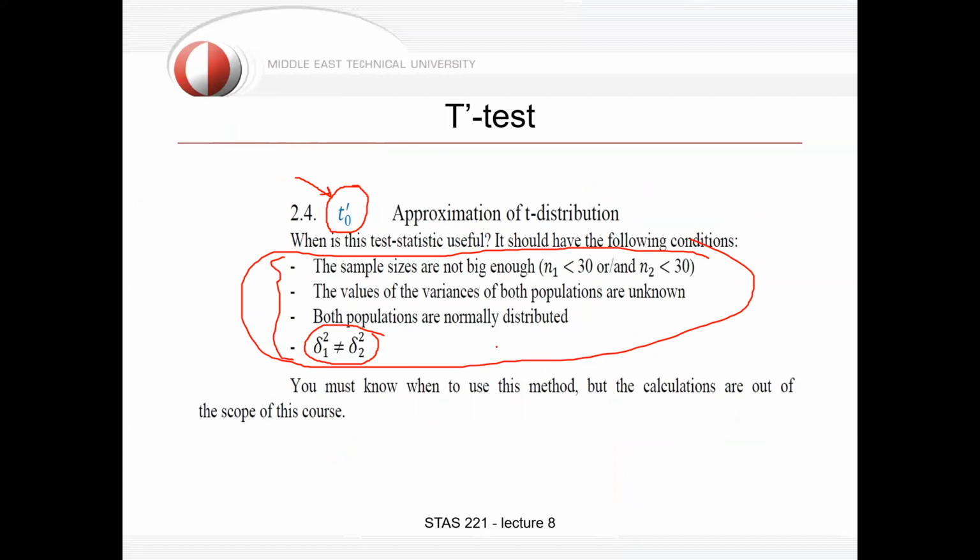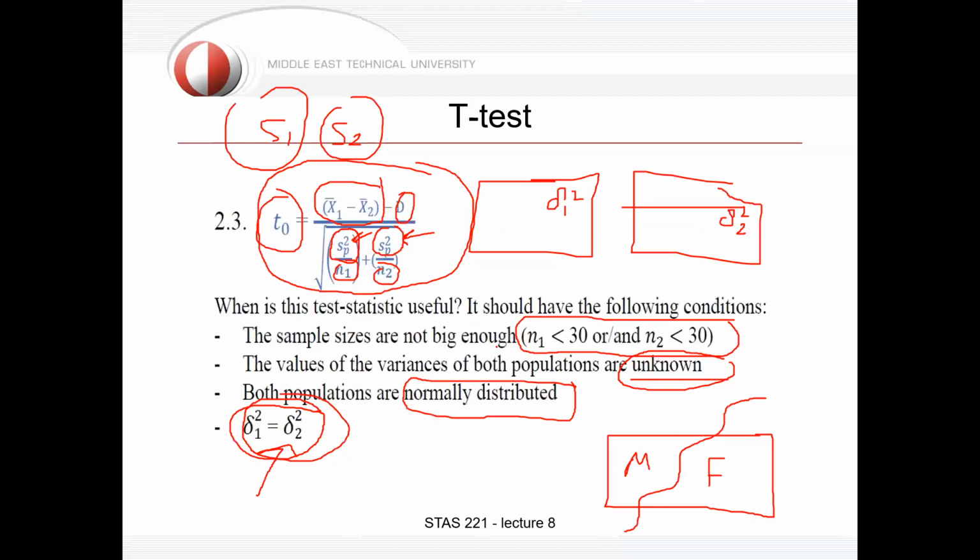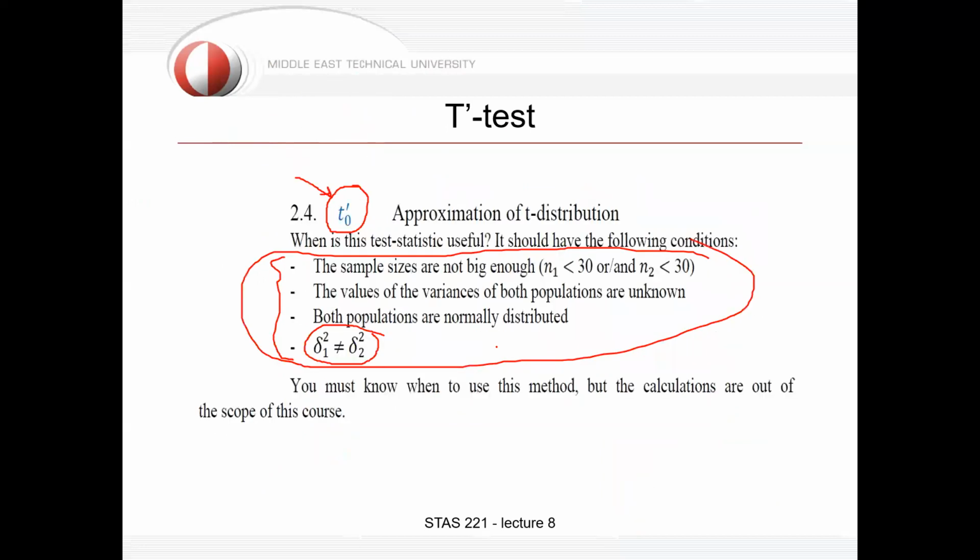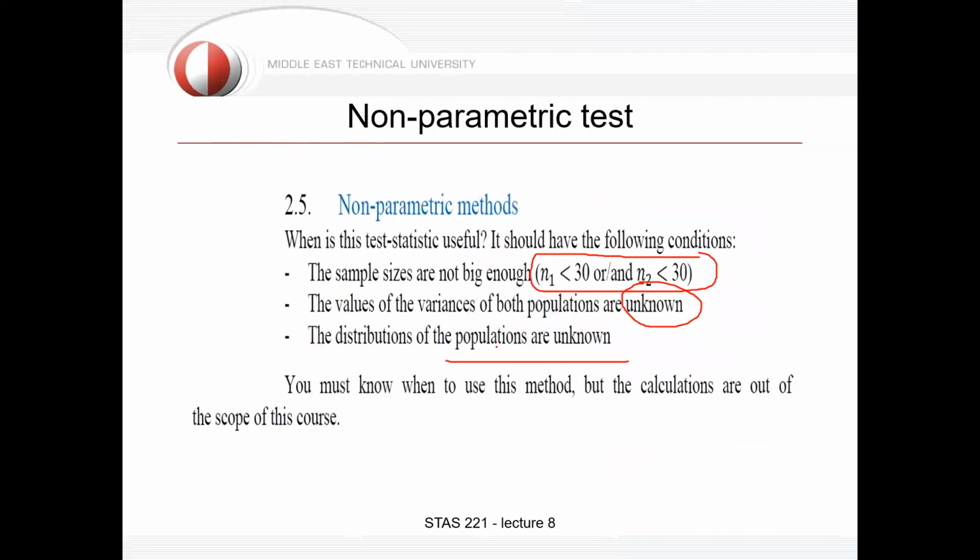If it was known, for example, normally distributed for both populations, I could use case 3, case 4. But I don't know about the distribution of those populations. So I have no other choice but to use a non-parametric method. And the reason is very similar to the one that I explained for one population.